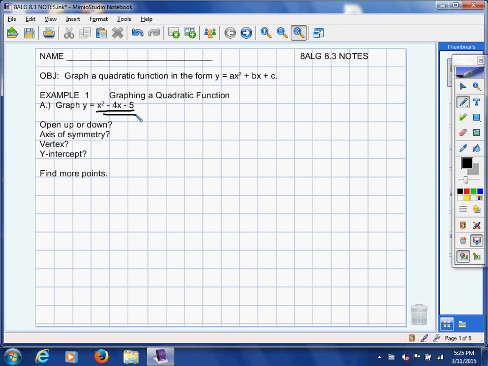So first thing I want to ask you is, does our parabola open up or down? Now hopefully you said, oh, it opens up. The reason is because A is 1. And because A is a positive number, that means our parabola is going to open up. So it's very helpful that we know the shape and anticipate how it should look before we actually graph it.